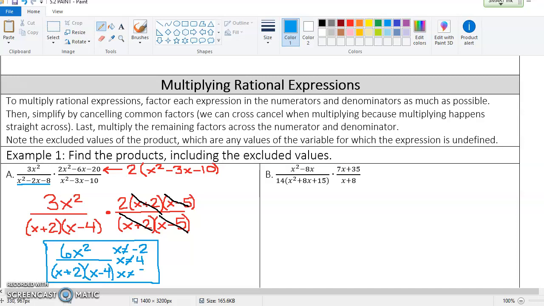So I'm going to look back at the original factors, as in this right here. What would make x equal 0? Well, if it says x plus 2, then that means negative 2 would make it equal 0. Same thing with the x minus 4, and same thing with the x minus 5. So those are my excluded values. You definitely want to make sure you throw them in there.